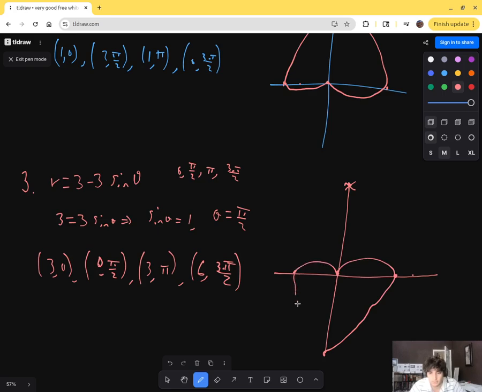Actually looks kind of like a heart. And that'll be enough for this video on cardioids.